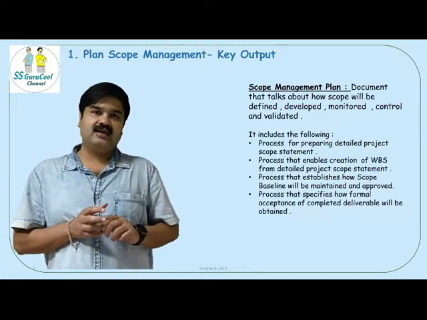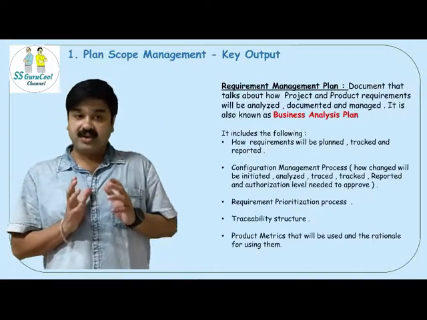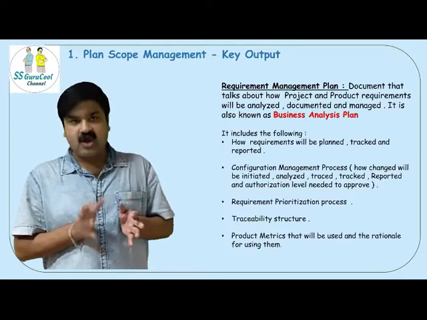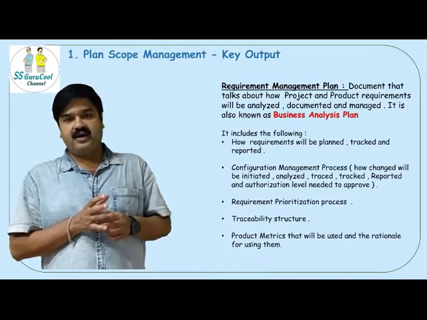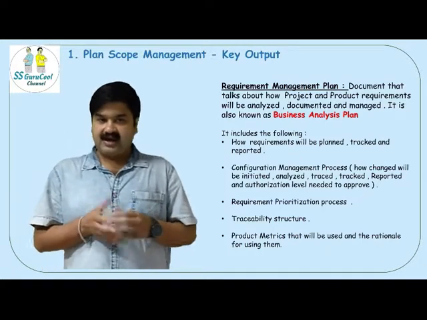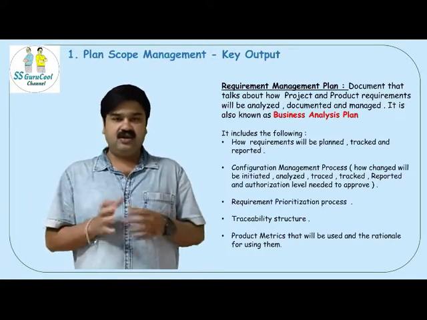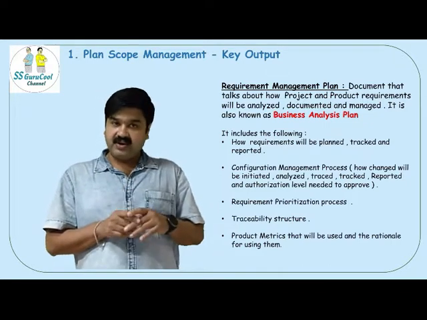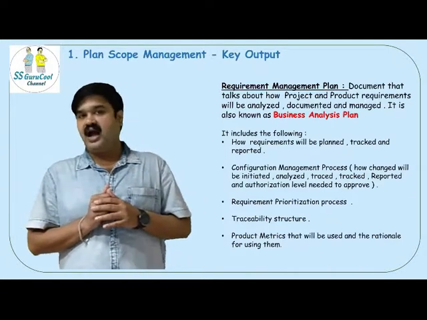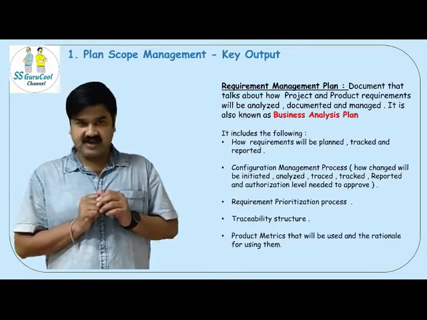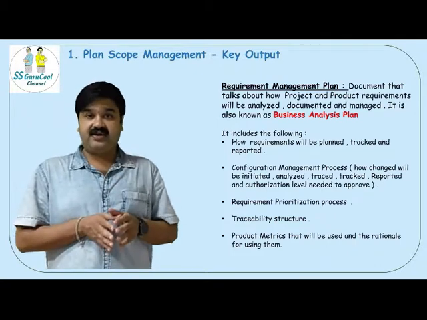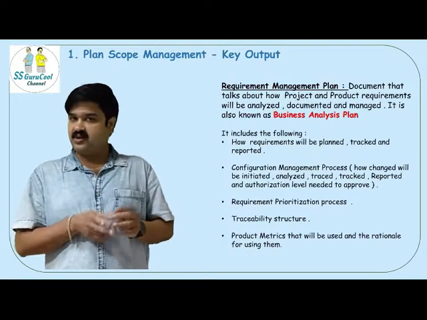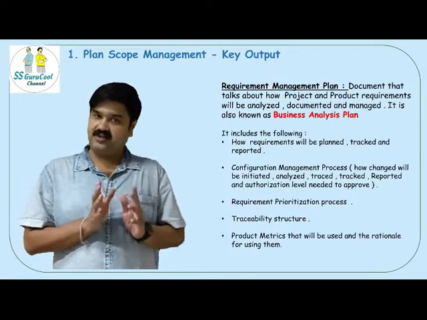The requirement management plan is a document that talks about how the requirements from the customer would be collected, analyzed, documented, and tracked across the life cycle of the project, etc. There is a difference between a requirement and the scope. Requirements are defined by the stakeholders, and the scope is defined by the project team. The accepted requirements become the scope. So basically there are two management plans: the scope management plan and the requirement management plan.